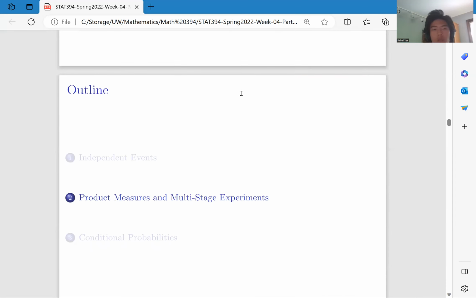And this is a prerequisite for our discussion next week, which is multi-stage experiments and conditional probabilities, because in some multi-stage experiments, we always want to see if the first step is independent of the second step or independent of the third step. And if they're independent, we can just multiply them together. But if it's not independent, we have more to do.